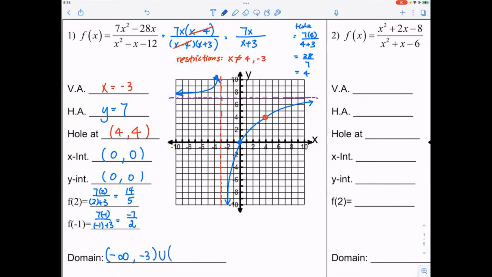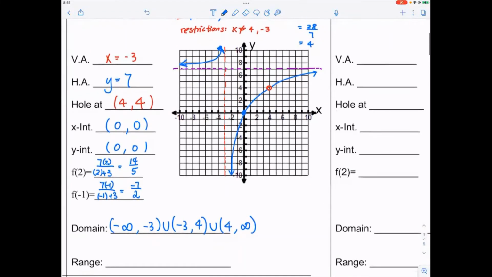And then we have a stop. And then from -3 all the way to, and we keep going, -3, going to the right, and then we stop again at 4. There's no x value of 4. And then we go from 4 all the way to the right. So we have these 3 segments, 3 intervals of our domain.